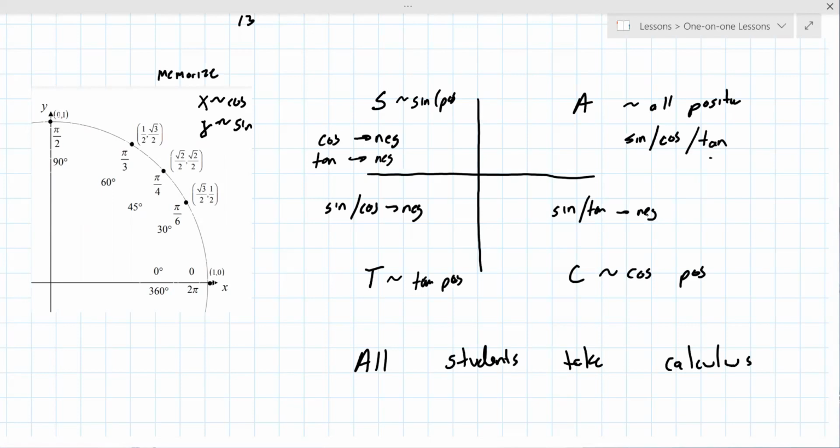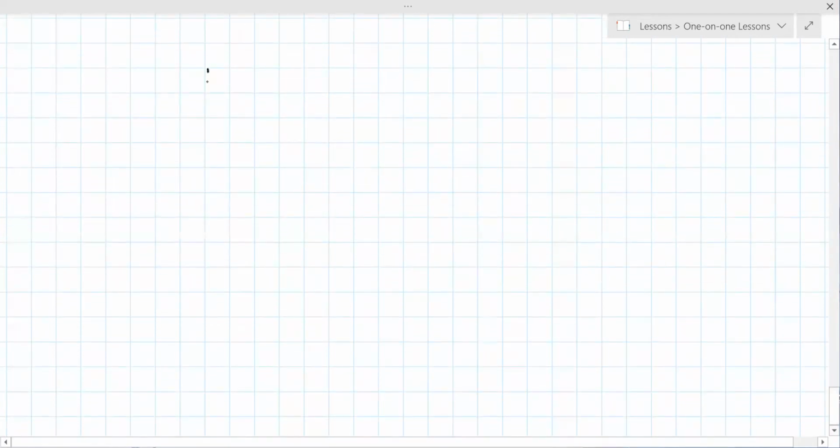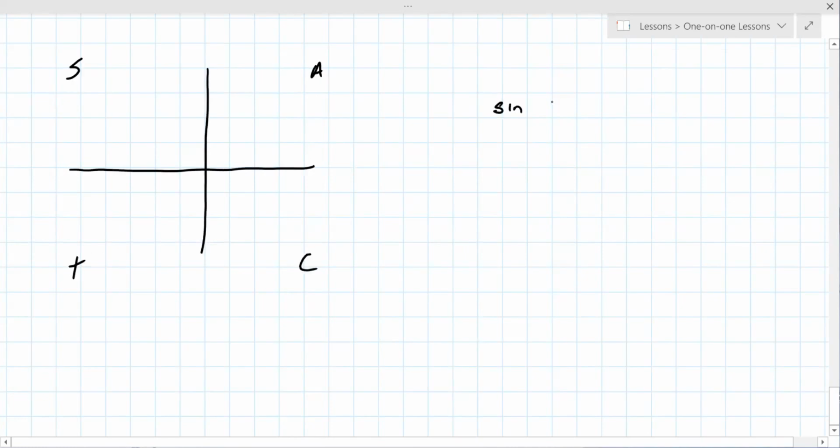Are there any questions on this, on what goes into understanding this? No, makes sense. Okay. Now we have to use it. We have to do something with it. So what I'm going to do here is make a few of these up. Again, we've got this: all students take calculus, and I'm going to say, okay, where is sine positive, and where is tangent negative?